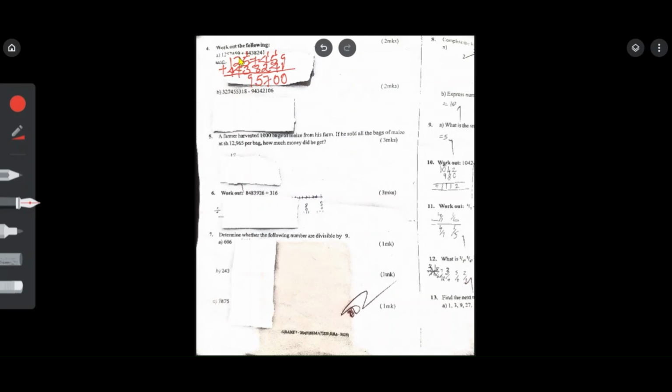Then you have 2 plus 4. This one is 6. And 1 plus 4. This one gives me 5. So my final answer is 569. Then you have 5700. So this is my final answer.